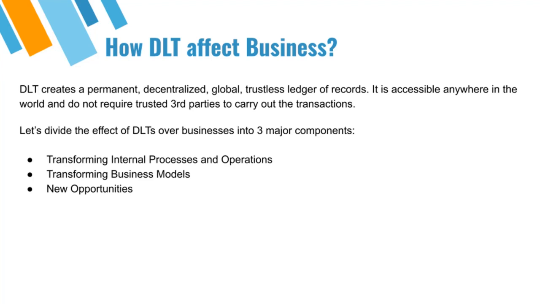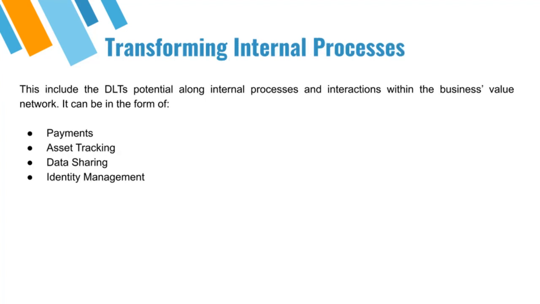This kind of market enables and fosters new types of collaborations and also allows for the participation of previously uninvolved parties. To dig deeper into such effects of distributed ledger technology, we can divide the whole business processes into three major components: transforming internal processes and operations, transforming business models, and new opportunities. Now let's look at each of the three components step by step. So the first one, transforming internal processes.